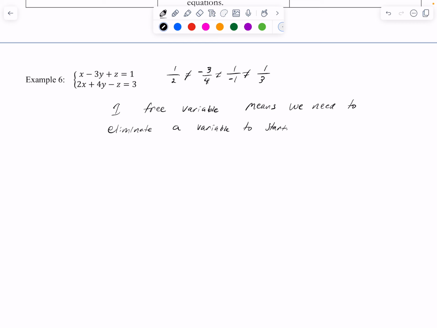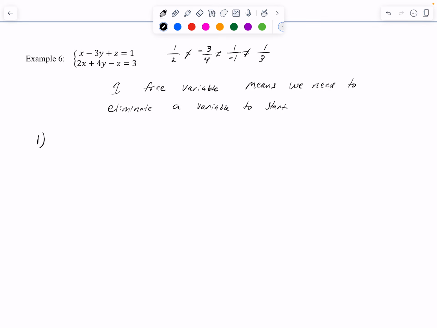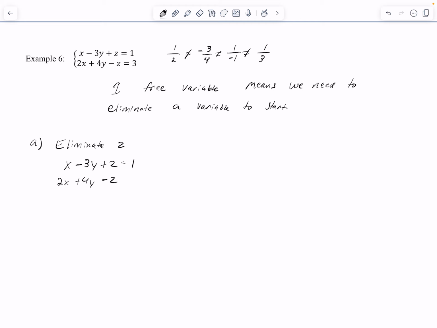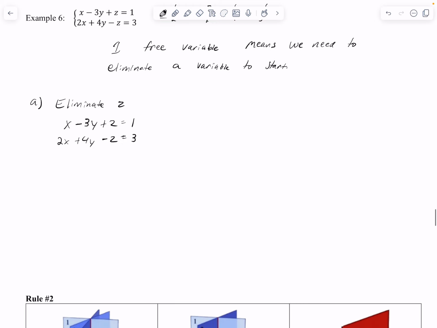You might have noticed it's the quickest one to eliminate just because it has a +1 and a -1 coefficient. So I'm going to eliminate z. I don't have to specify which equations because there are only two of them. So write them down. I'm going to add to eliminate. That's going to be 3x plus y, that's 0z, equals 4.